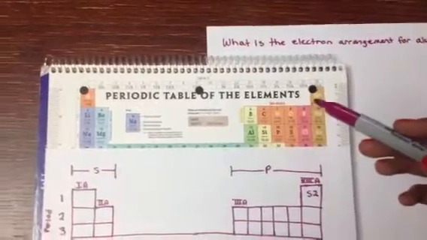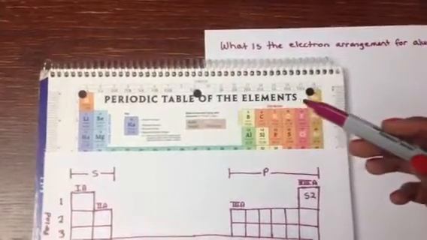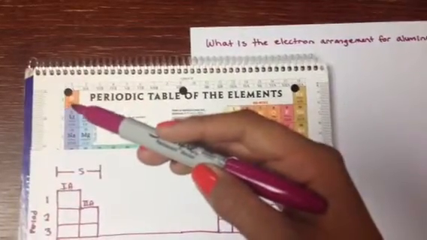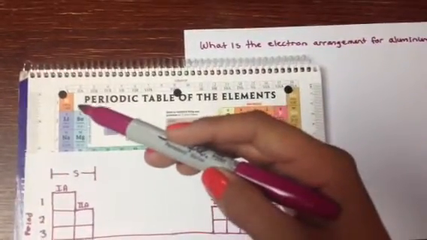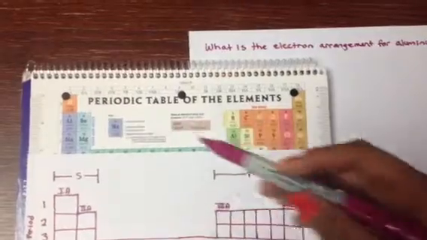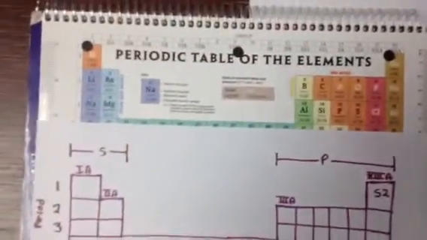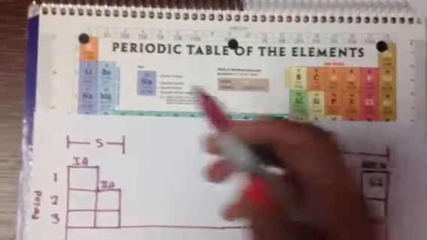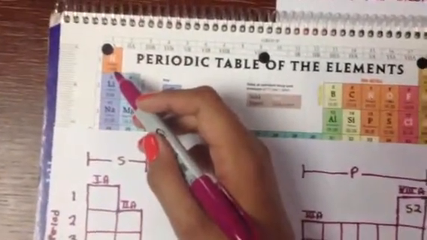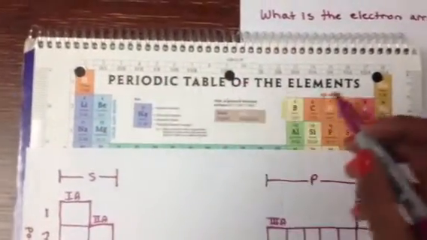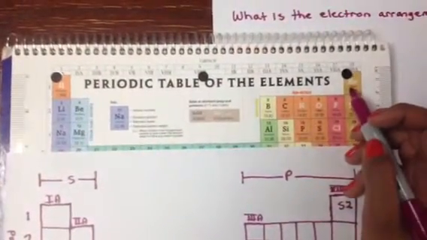The only exception is helium. Helium would be considered in the s orbital to fulfill the 2 electron requirement. So for aluminum, we start by reading the periodic table from left to right. We first start with hydrogen, which is 1s1. And then we move on to helium, which is 1s2.